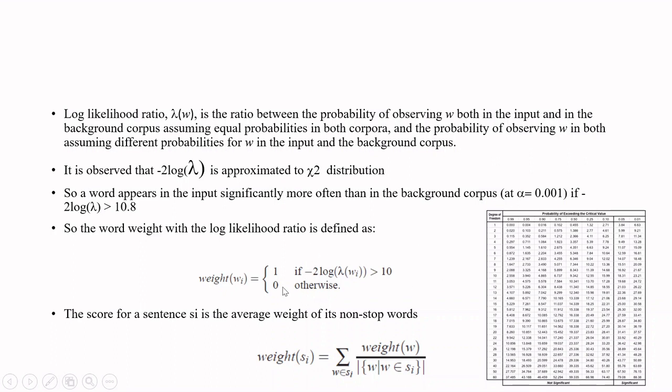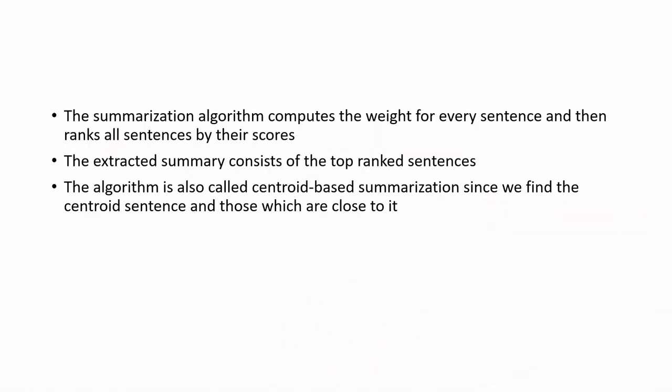Similarly, for every sentence, for every word in the sentence, we find the weight, and the weight for the sentence is the average weight of all the words within the sentence. So that is how we calculate the saliency for the sentence. So what is the summarization algorithm? It computes a weight for every sentence and then ranks all the sentences by their scores. So the extracted summary consists of the top-ranked sentences. That is how it works.